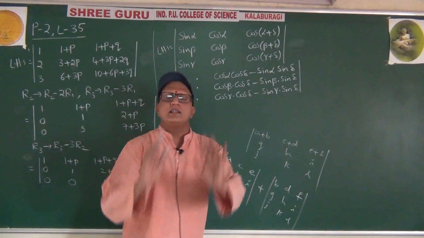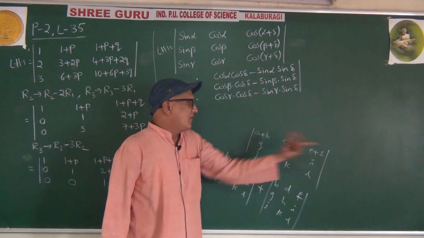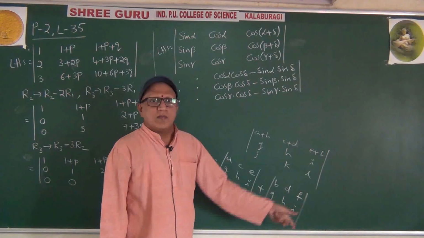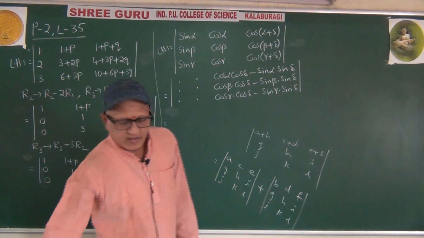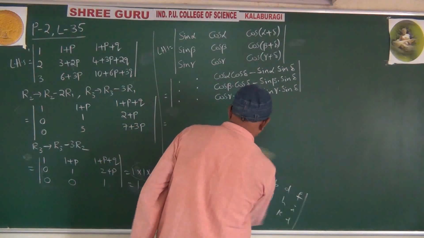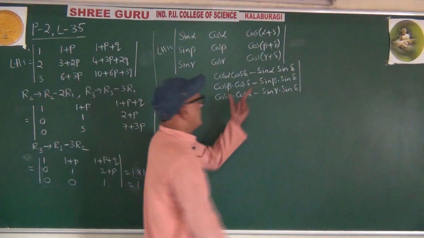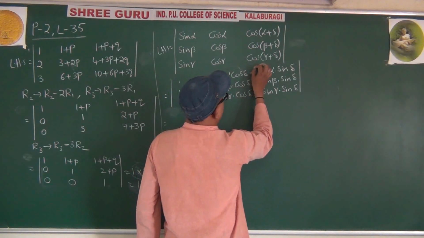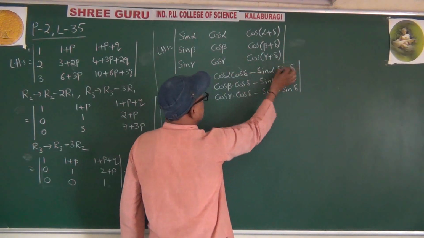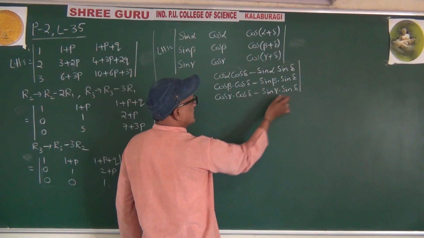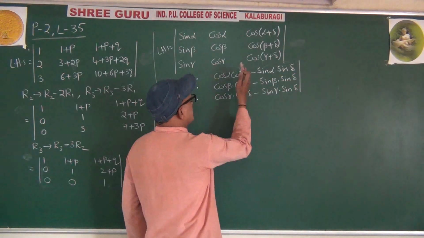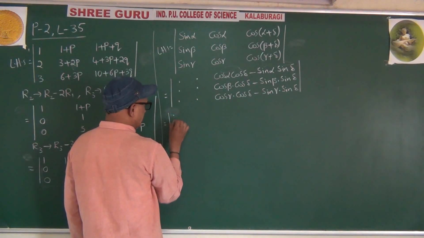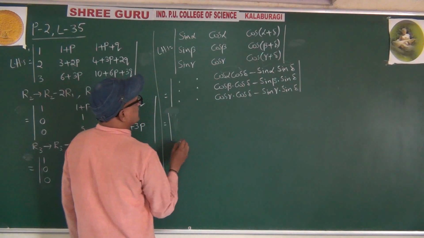This property is applicable not only for one particular row. If the same thing is in one column, then also I can split like this. Here the situation is in the third column, this is like a, this is like a minus b, like that. Okay, I am separating a's and b's. I'll keep the first two columns as they are. Otherwise I will write. Now it is the time to write.